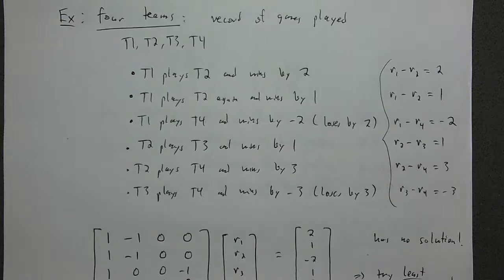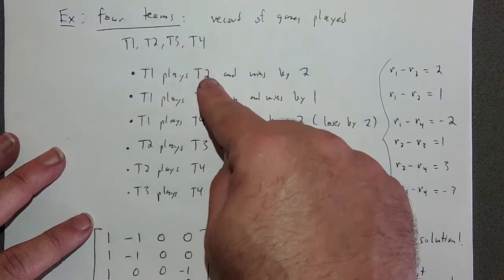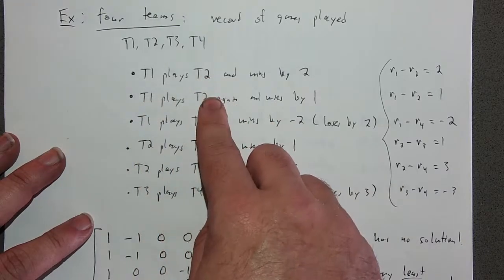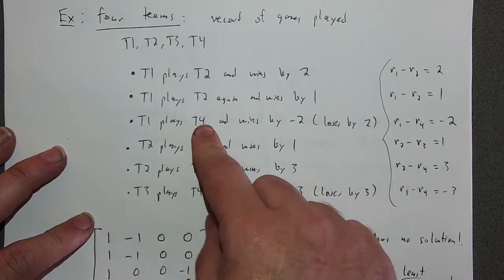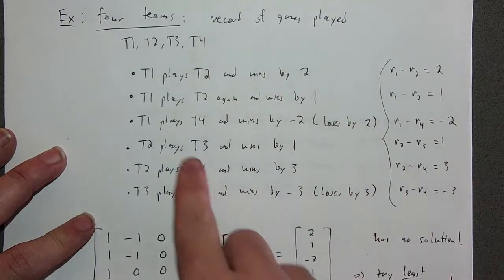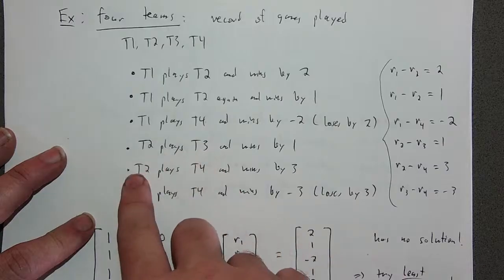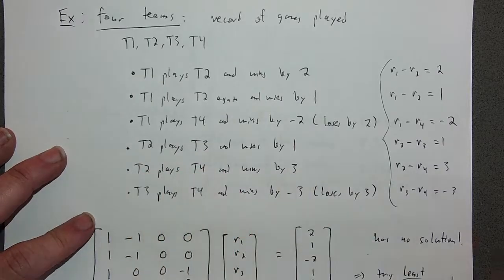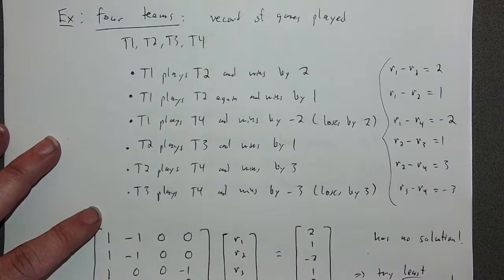So does this make sense? Let's see. Team 1 won against team 2, won against team 2 again, and lost to team 4. Okay. So their record was 2-1, but of course they played the same team twice. Team 2 won against team 3, and team 2 also won against team 4. So they won twice and did not lose, so they're 2-0.